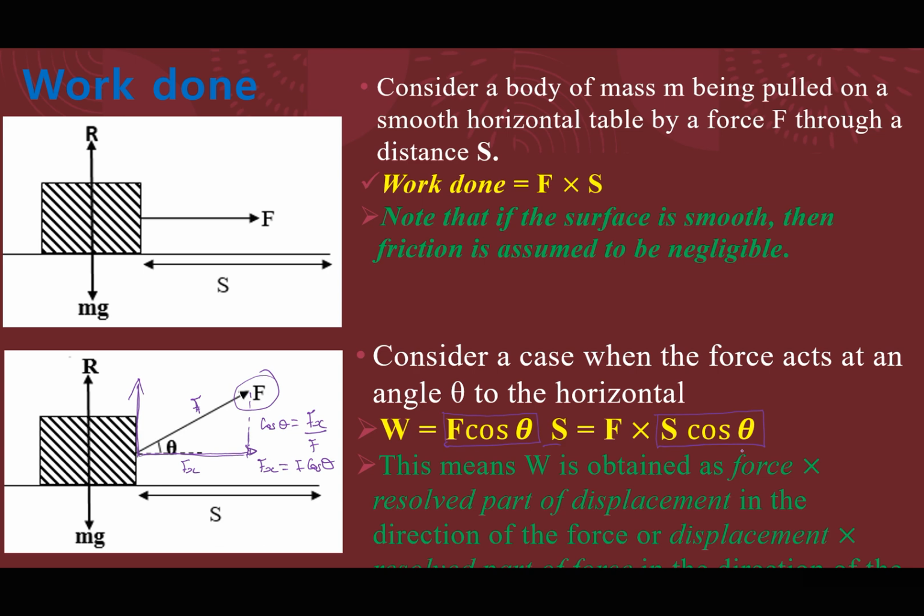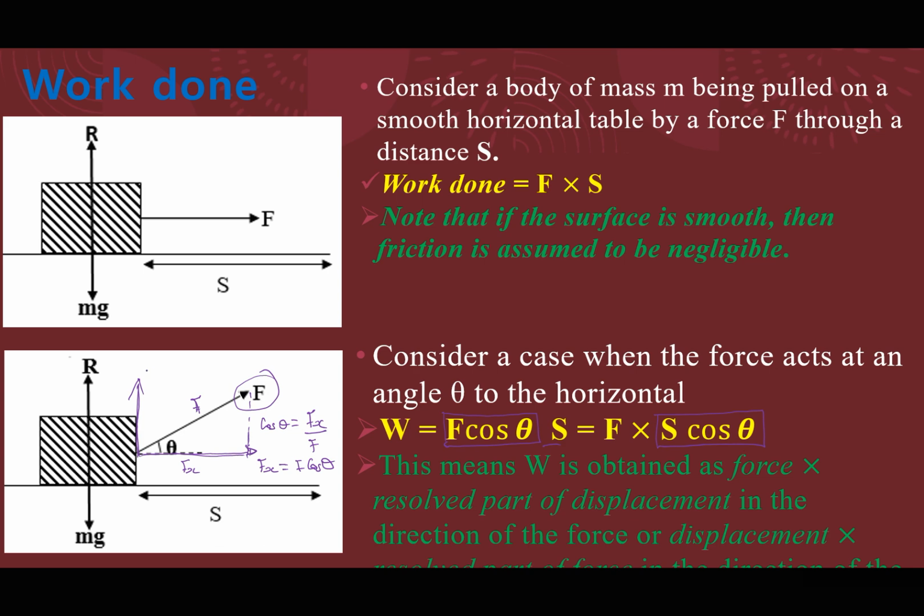The work done can be obtained by multiplying F, the force, and the resolved part of the displacement in the direction of the force, or the displacement times the resolved part of the force in the direction of the displacement. That is how we find the work done in this case.